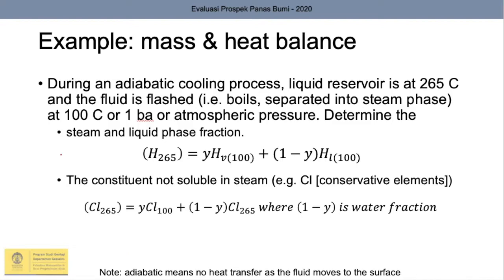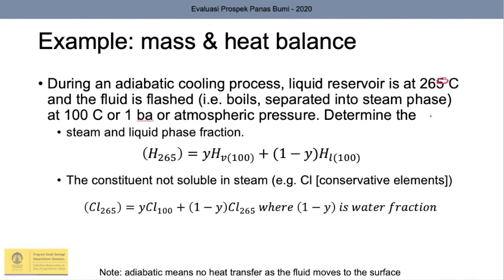Now, I will give you an example of a mass and heat balance, and later in this topic, I will also give you an exercise to make sure that you understand the concept. During an adiabatic cooling process, there's a liquid in the reservoir at 265 degrees Celsius, and this fluid is flashed, which means it boils, and when it boils, the liquid separates into two phases.